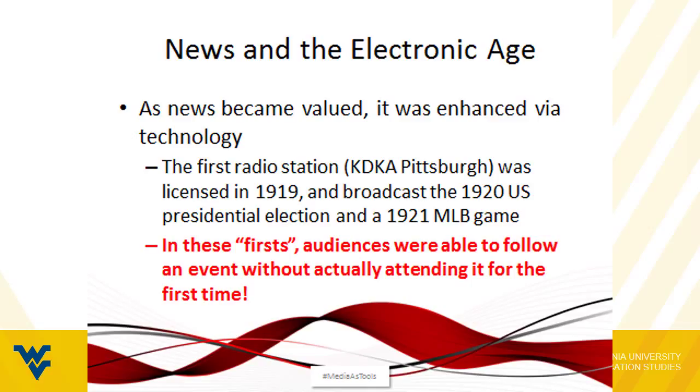presidential election, which was a pretty cool event where for the first time in history, Americans following politics knew who the president was that day, or as soon as the results were made known. They broadcast in early 1921 a Major League Baseball game. You could probably guess the opponents, the Pittsburgh Pirates and the Philadelphia Phillies. And in these firsts, audiences were able to follow events without actually attending them for the first time.